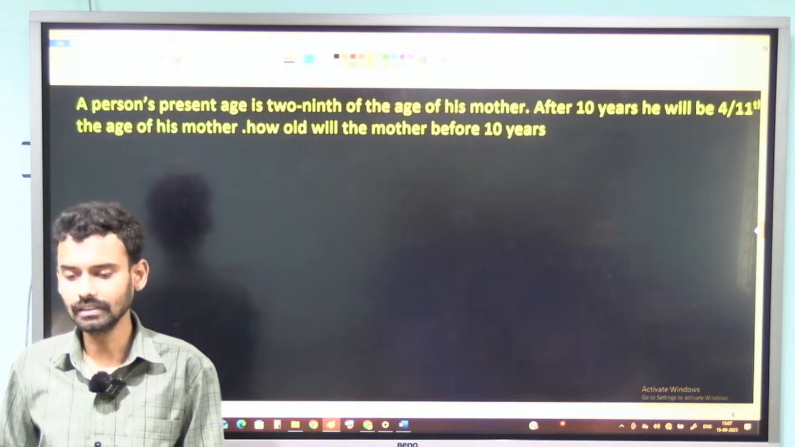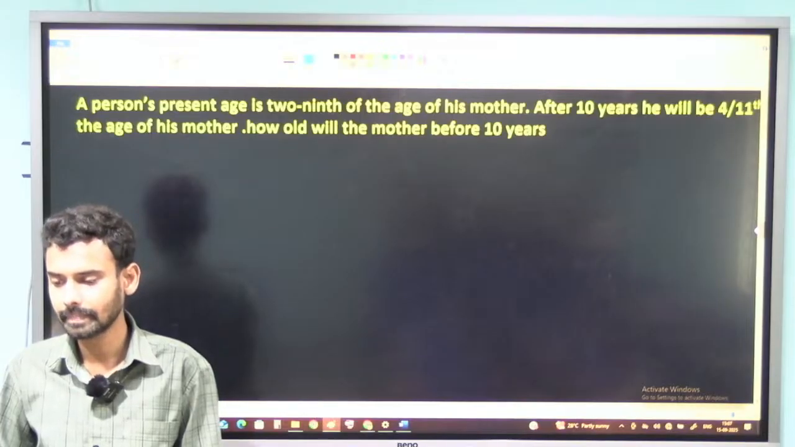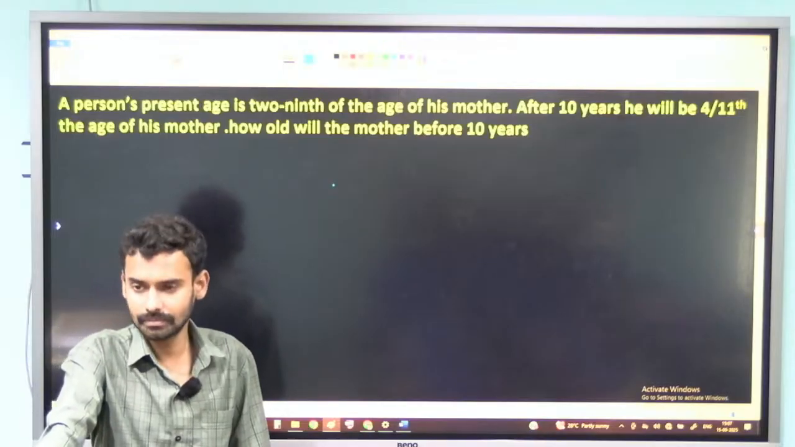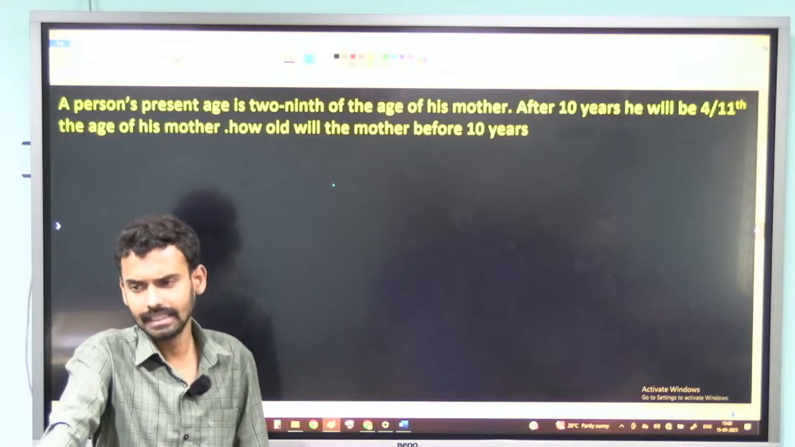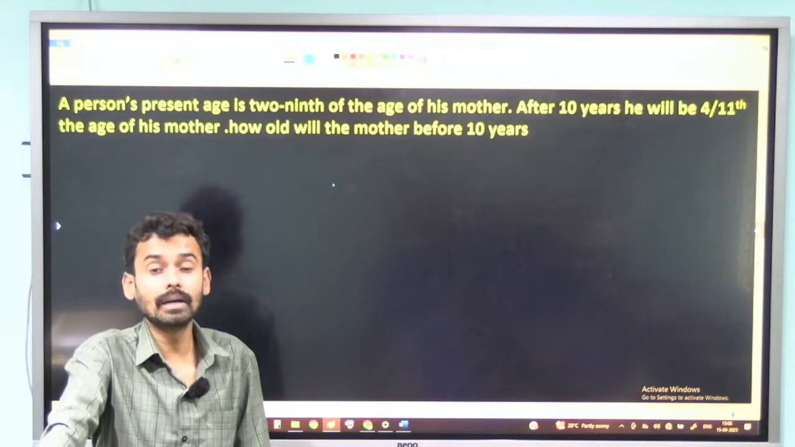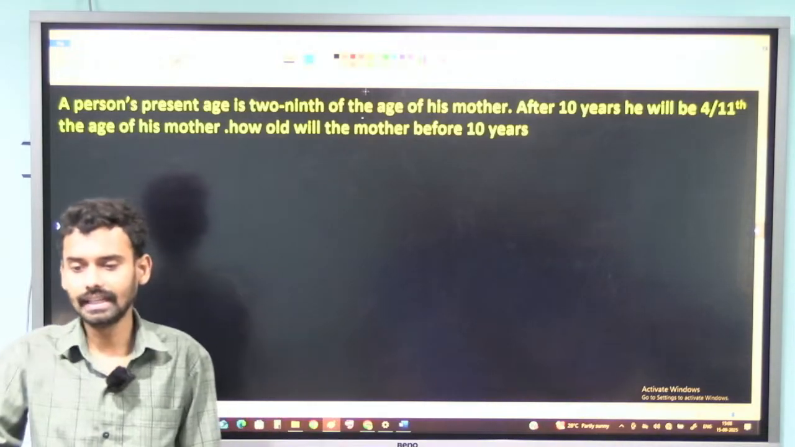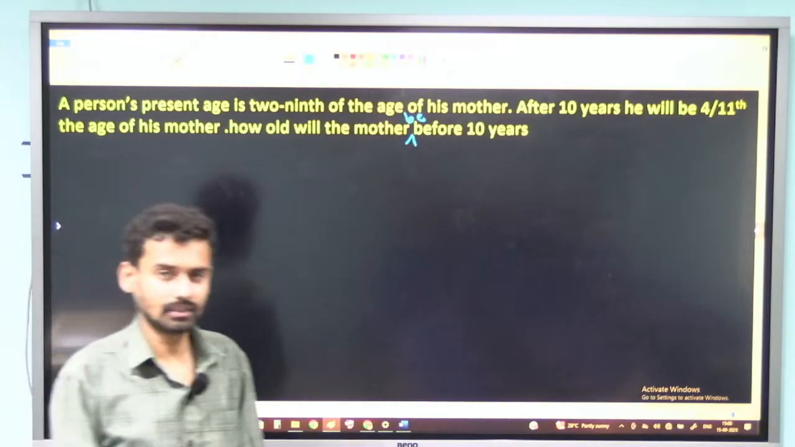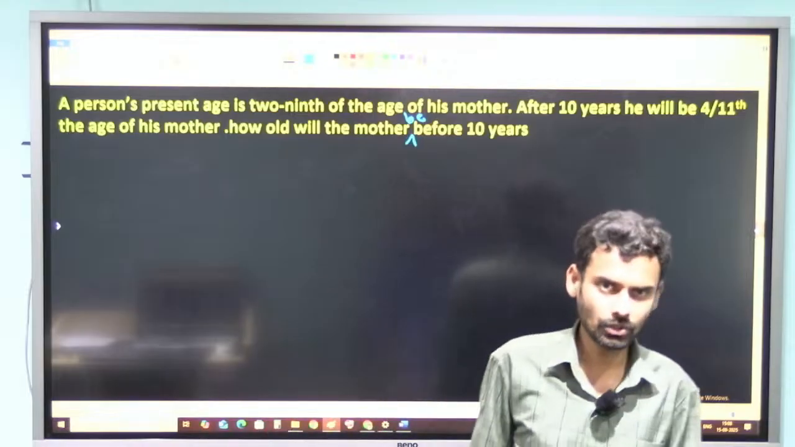This is the first question. The question is saying a person's present age is 2/9 of the age of his mother. After 10 years, he will be 4/11 the age of his mother. How old will the mother be before 10 years? So this is the question. Some ratios are given here.